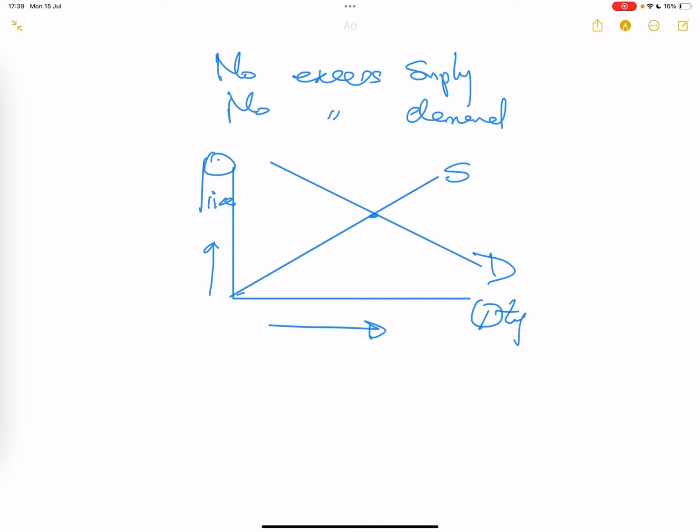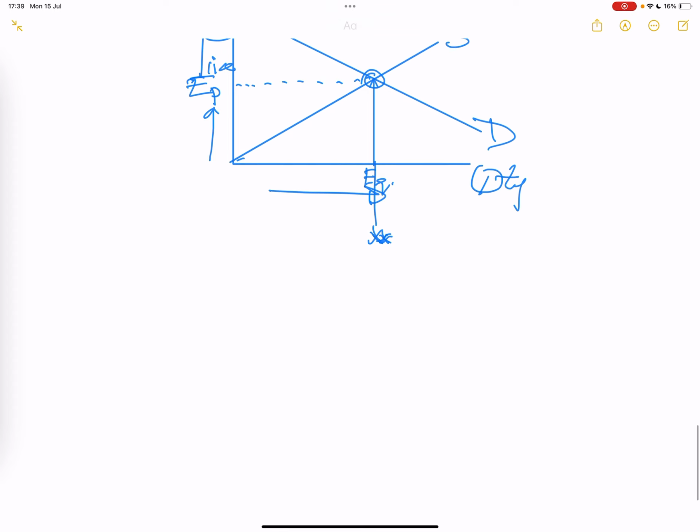And this is a point, this is a quantity, the equilibrium quantity. Because at this point, the quantity supplied is EQ here, and the quantity demanded is also here. And the price at which that happens is called your equilibrium price. So that is about demand and supply. And it's also good for me to touch on when the demand curve can shift.